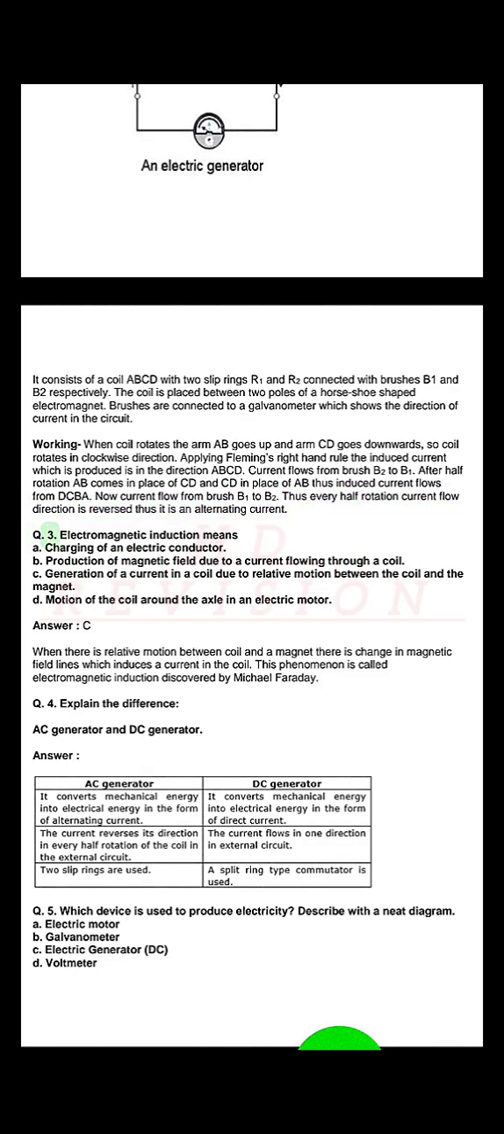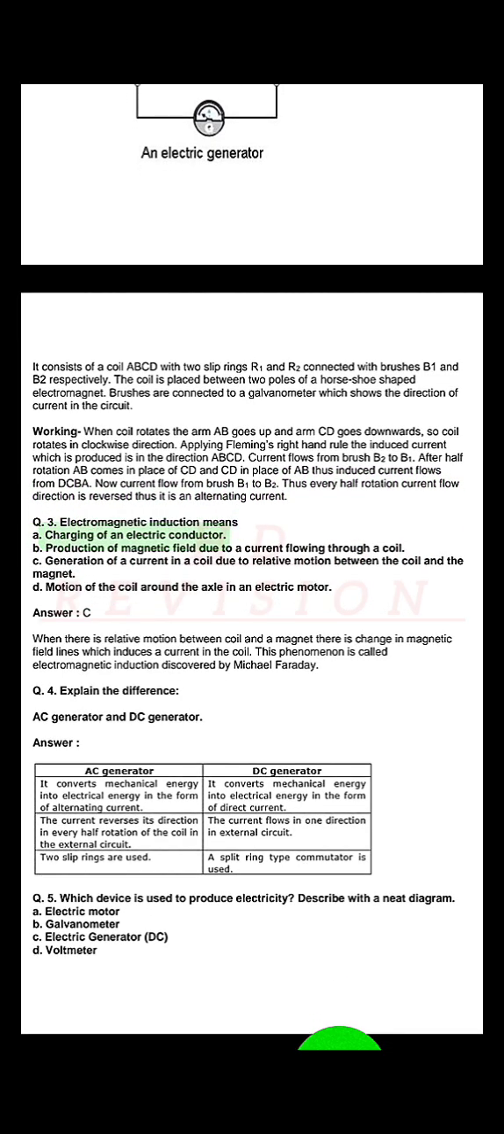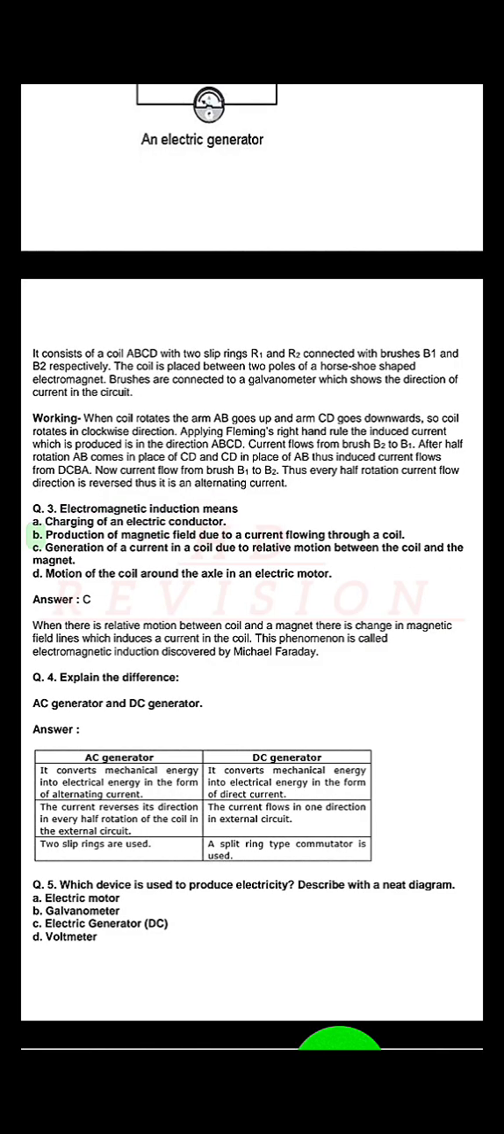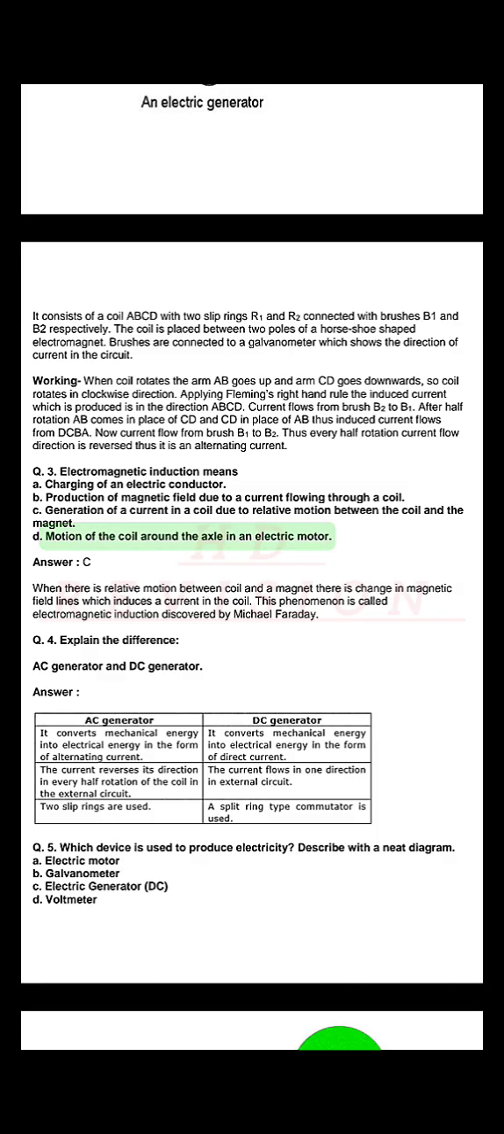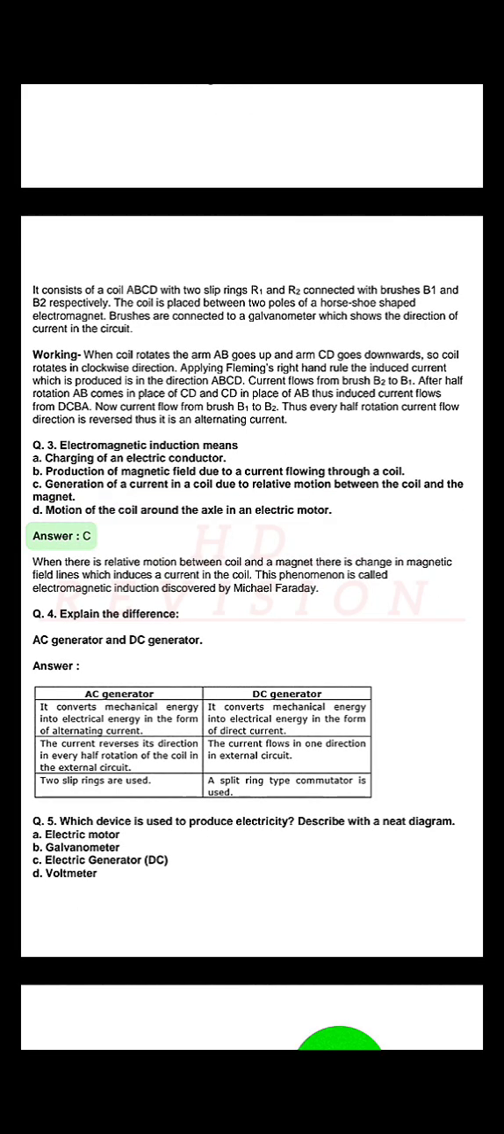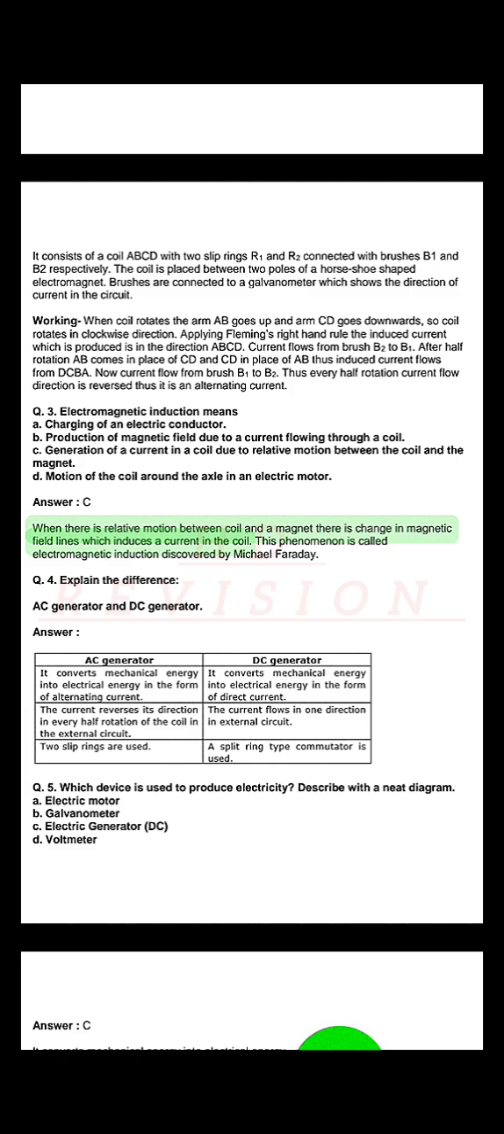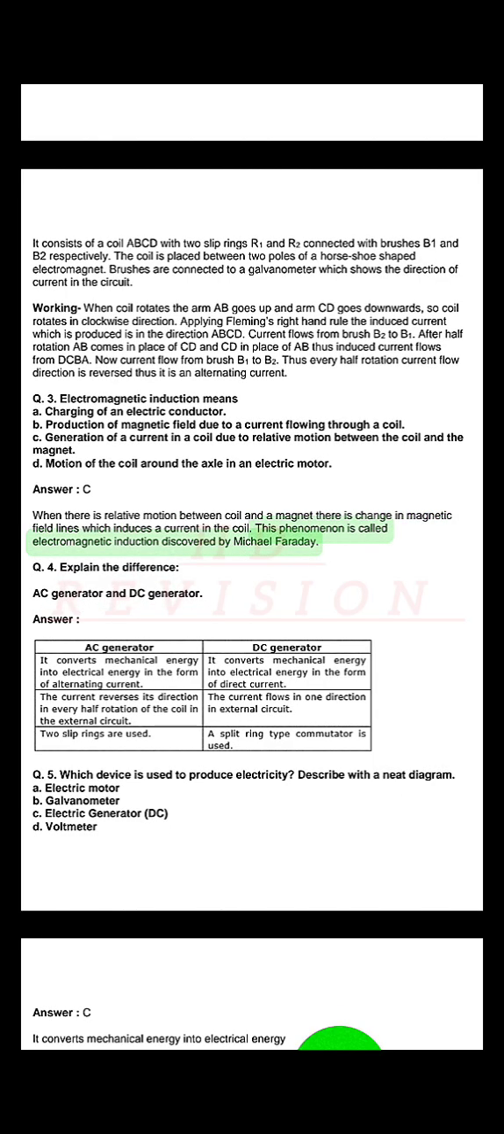Q. 3. Electromagnetic induction means A. Charging of an electric conductor. B. Production of magnetic field due to a current flowing through a coil. C. Generation of a current in a coil due to relative motion between the coil and the magnet. D. Motion of the coil around the axle in an electric motor. Answer. C. When there is relative motion between a coil and a magnet, there is a change in magnetic field lines which induces a current in the coil. This phenomenon is called electromagnetic induction, discovered by Michael Faraday.